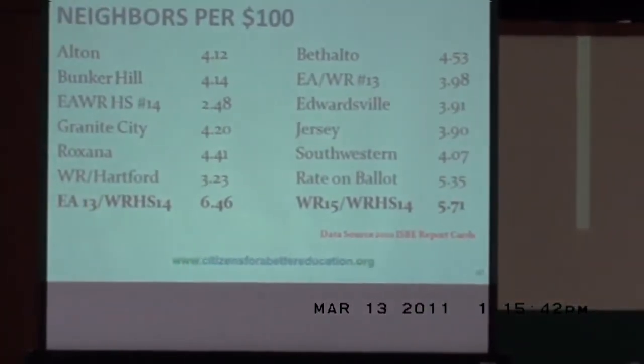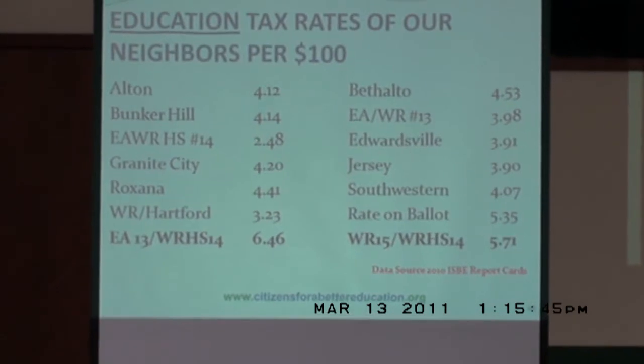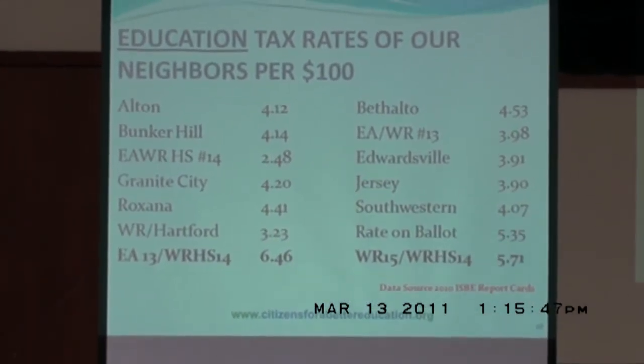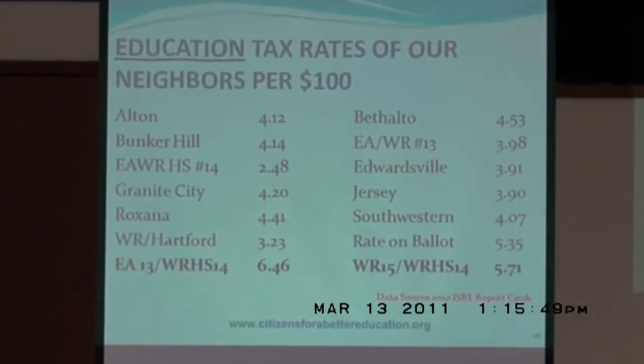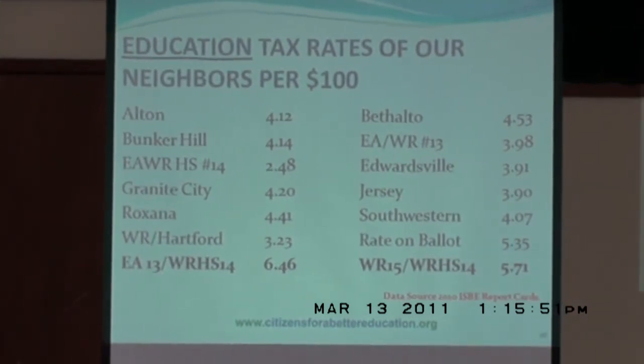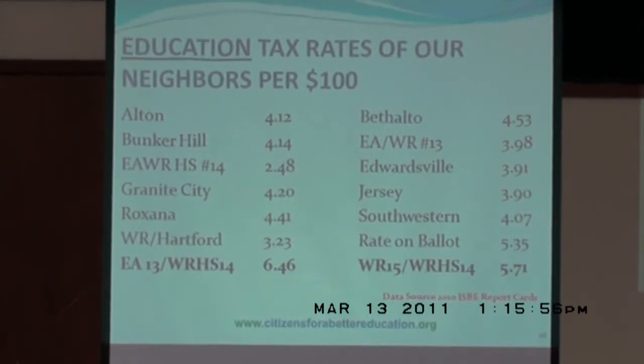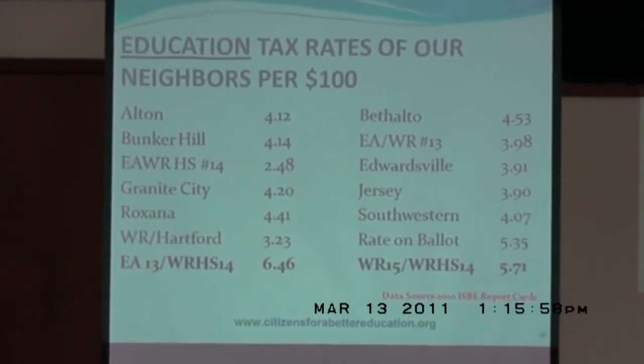There it is in chart form. If your kids go to the East Alton School District and go to the high school, and you pay into both, you're paying a tax rate of 6.46. If you do it the other way, over on this side of town, and go to the high school, you're at 5.71. You can see all the other numbers for everybody else around us.